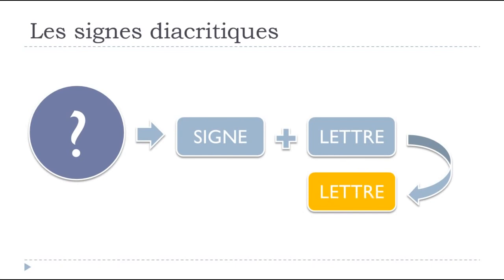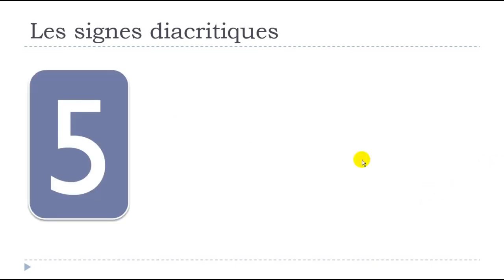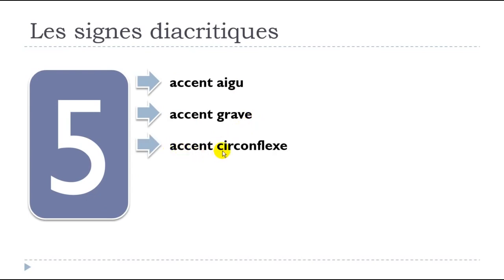Okay, and it's something quite common in French, and we'll see exactly what we are talking about, because even if it's scary, the good news is that we've got only 5 signes diacritiques. The first one is accent aigu. The second one is accent grave. Third one is accent circonflexe, then tréma, and last but not least, cédille. Okay, so accent aigu, accent grave, accent circonflexe, tréma, and then cédille.